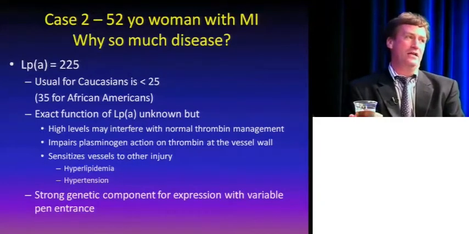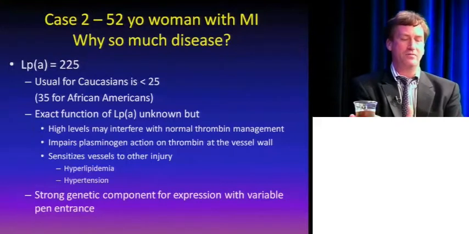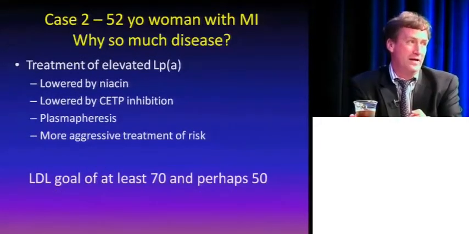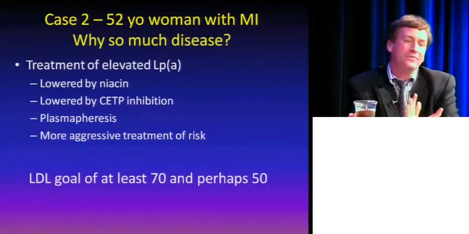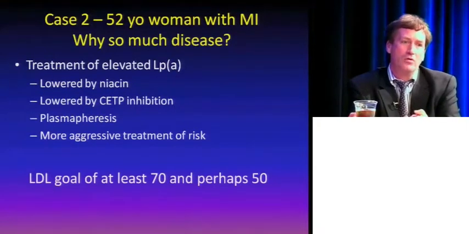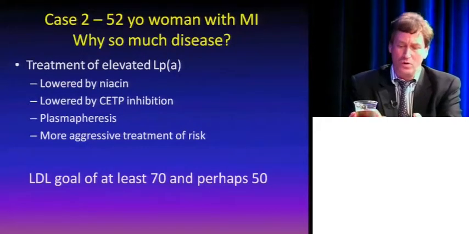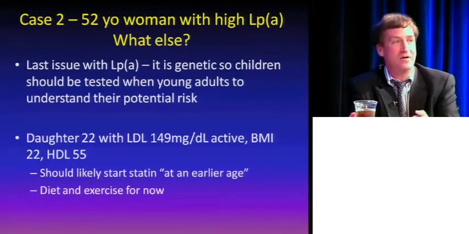The other key thing with Lp(a) is it's all genetic. It's passed down from generation to generation. It has a little bit of variable penetrance, but otherwise it is quite genetic. So you need to check their proband. You need to check their children. Okay? All right. How can you treat it? You can lower it with niacin. You can lower it with CETP inhibitors. You can lower it with plasmapheresis. You don't actually lower it. What you do is lower the LDL, as I've stated. Okay? And then what you want to do with regards to the probands is you want to get them tested, and then you want to counsel them.